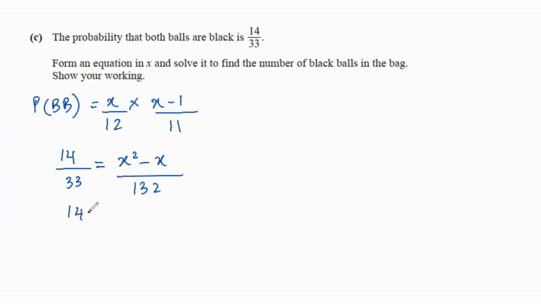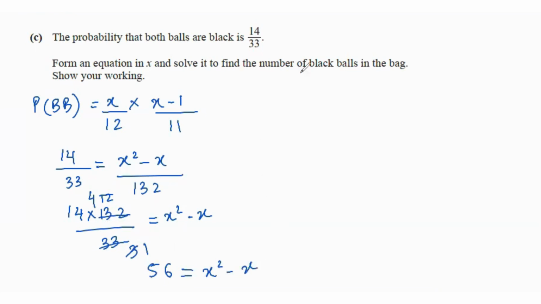First multiply 14 times 132 over 33. 132 is 12 times 11, so 12 over here and 33 over here, 3, 1, and that is 4. So 14 times 4 is going to be 56. So our equation is x squared minus x minus 56 equal to 0.